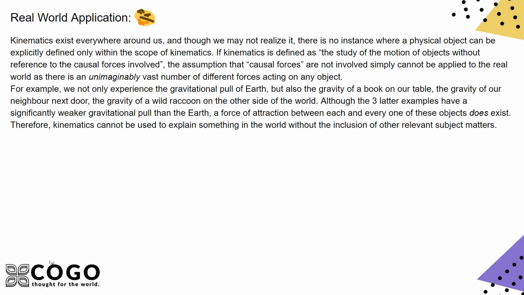For example, we not only experience the gravitational pull of Earth, but also the gravity of a book on our table, the gravity of our neighbor next door, the gravity of a wild raccoon on the other side of the world. Although the three latter examples have a significantly weaker gravitational pull than the Earth, a force of attraction between each and every one of these objects does exist. Therefore, kinematics cannot be used to explain something in the world without the inclusion of other relevant subject matters.